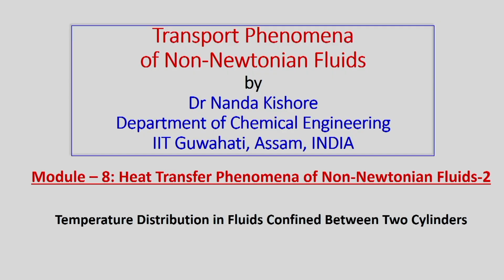The title of this lecture is the temperature distribution in fluids confined between two cylinders. So, we have two cylinders. In between these two cylinders an incompressible fluid is confined and one of the cylinders is rotating. Because of this, how is the temperature distribution varying, because now both the cylinders are at different temperatures from each other. So, non-isothermal conditions exist. From one heated cylinder to the cold cylinder, the heat is being transferred through the fluid. In that fluid region, how the temperature distribution varies is what we are going to see in this lecture.